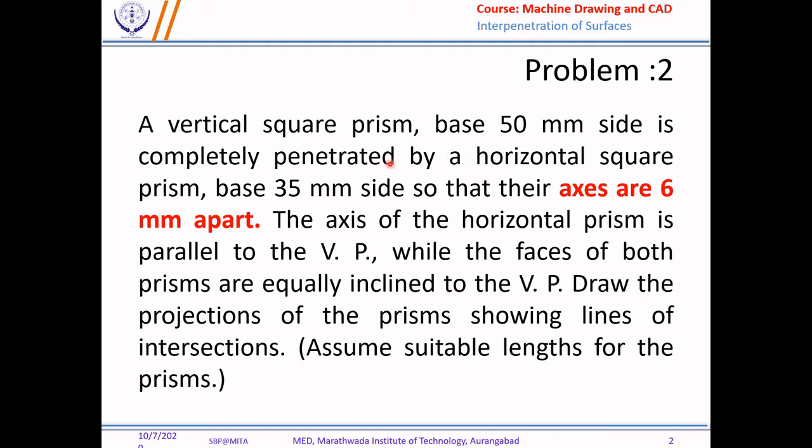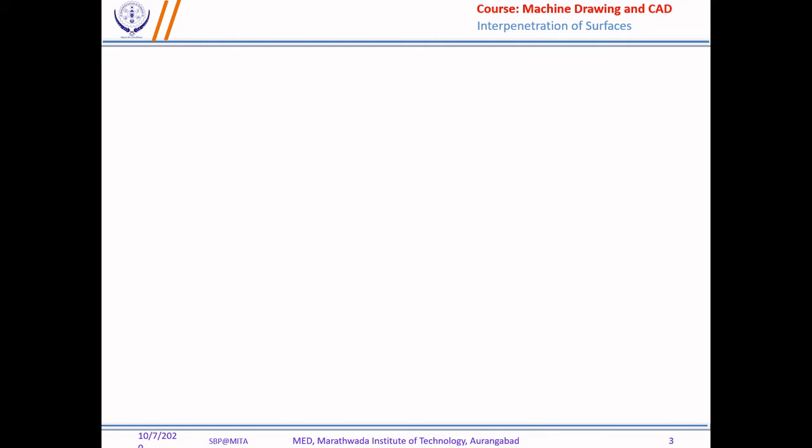In the previous problem, we saw the interpenetration of two prisms, one vertical and another horizontal, wherein the axes intersected each other. Now in this particular problem, the axes are 6 mm apart, that is, offset. Now let us see how to construct the interpenetration of these two solids in a proper way. Let's solve this problem step by step.